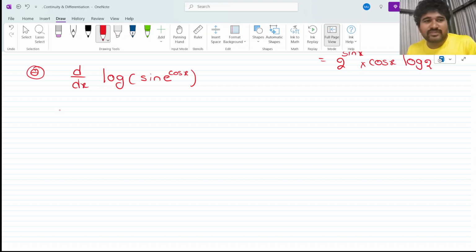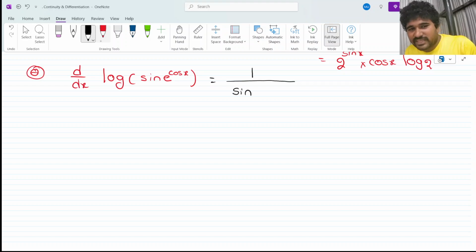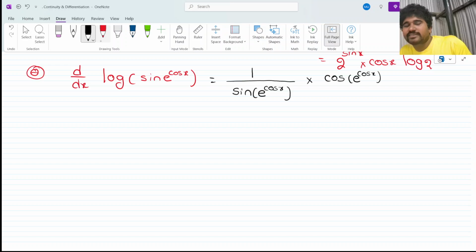What will you do? Nothing, sir. Some will do: log of something, 1 by sine of the something. Who is the something here? Sine of e power cos x. Into the differentiation of sine of something, which will be, don't write in the denominator, it is into cos of something. Who is the something? E power cos x.